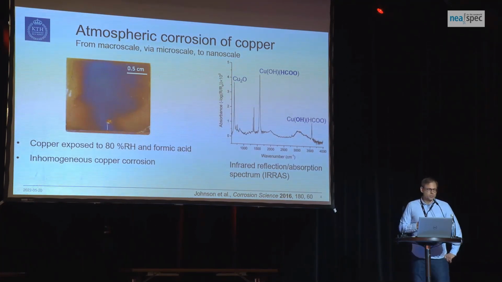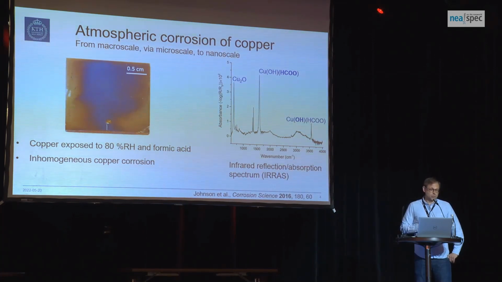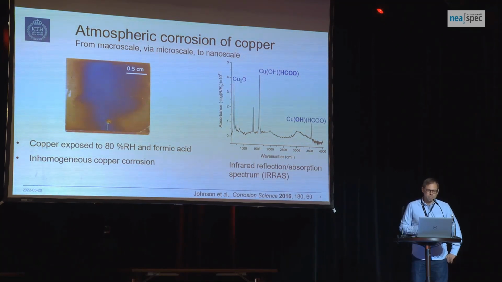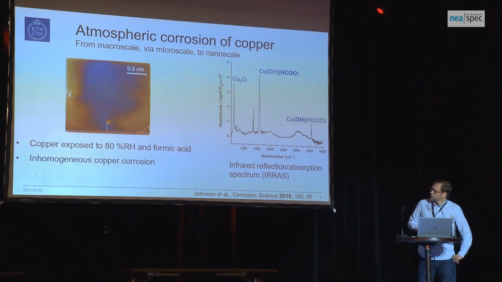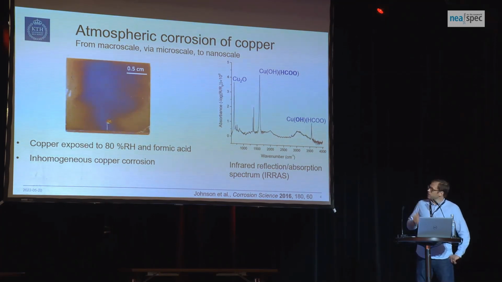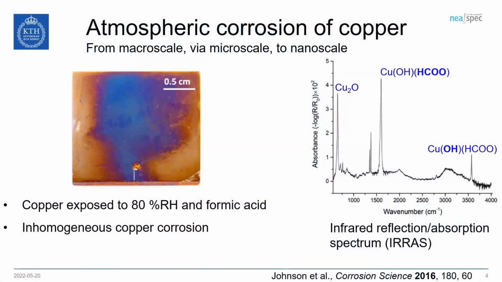So now I want to go to our studies that we have done the last years. We started from macroscale, then we go to microscale, and then we end up in the nanoscale. First, if you look at this piece of copper that we have studied, it is like 2 by 2 centimeters, so it's quite large. It was exposed to 80% humidity and an atmosphere with formic acid.